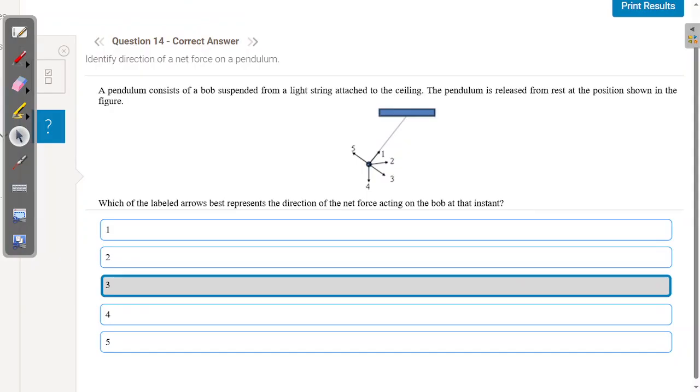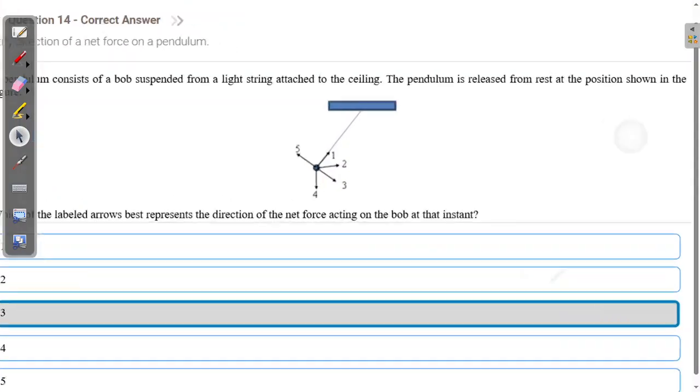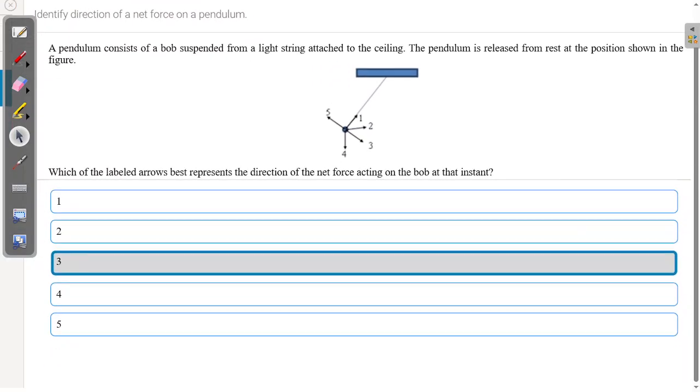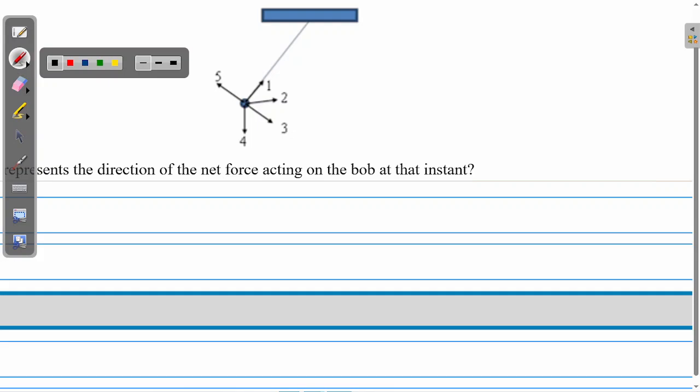Okay, a pendulum consists of a bulb turned from a light string attached to the ceiling. The pendulum is released from rest at the position shown in the figure. Which of the labeled arrows best shows the direction of the net force? Okay, there are two forces acting here, the weight and the tension. So the resultant will be anywhere in between here, right?